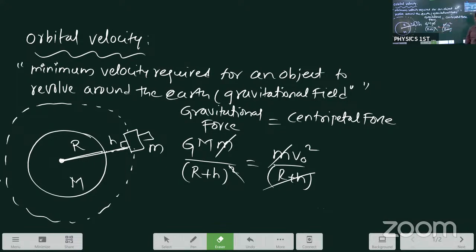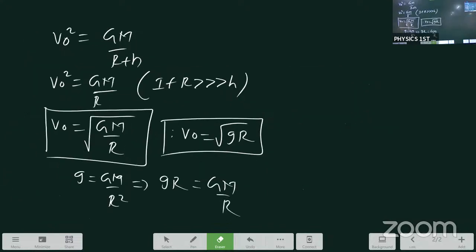Gravitational force is GMm by (r+h) squared, centripetal force is mv squared by (r+h). m and (r+h) cancel each other. The remaining terms give V0 squared equals GM by (r+h). Since R is very much greater than small h, we neglect h and keep r. GM by r is nothing but gR, so orbital velocity V0 equals the square root of gR. This is the expression for orbital velocity.